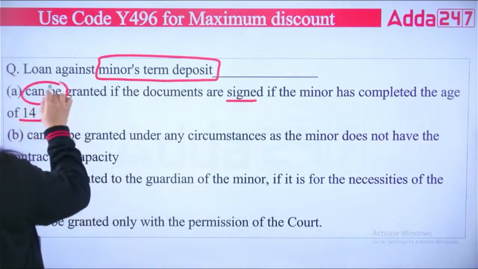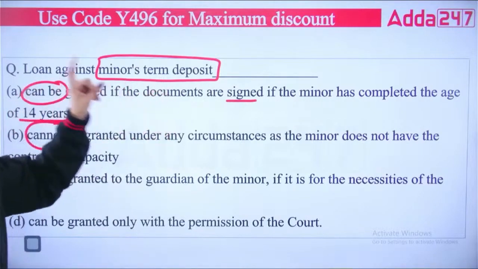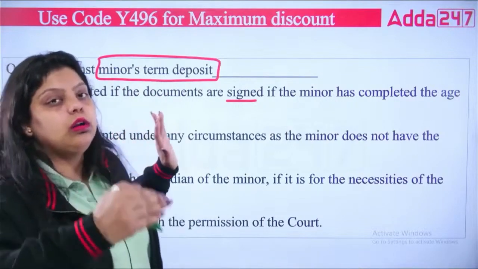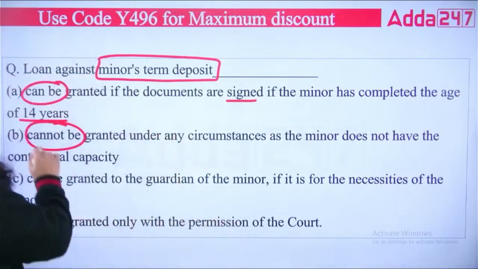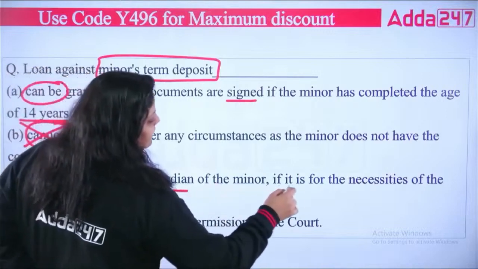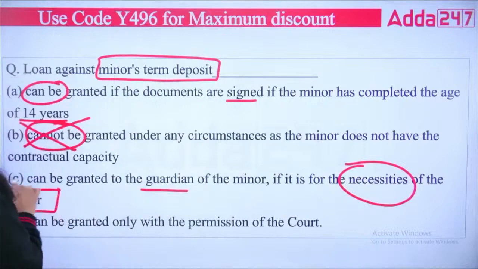The third says it can be granted. The other says it cannot be granted. So first of all, we should eliminate the answers. If we talk about a loan against the minor's term deposit, it can be granted. It is not that you cannot give a loan on that. You can give a loan on that. So I can eliminate option B here, because it starts with cannot be provided. Okay, so B is eliminated. C says it can be granted to the guardian of the minor if it is for the necessities of the minor, and this is our answer.